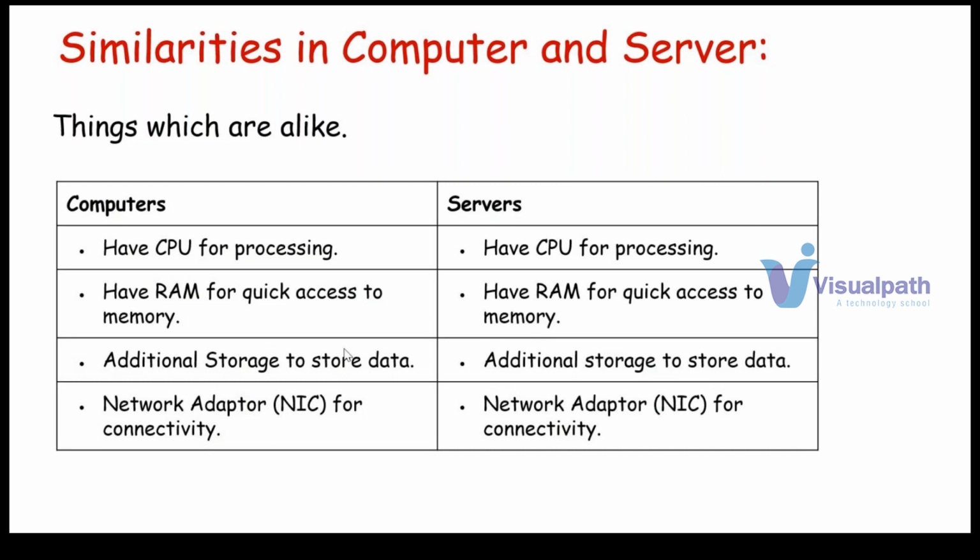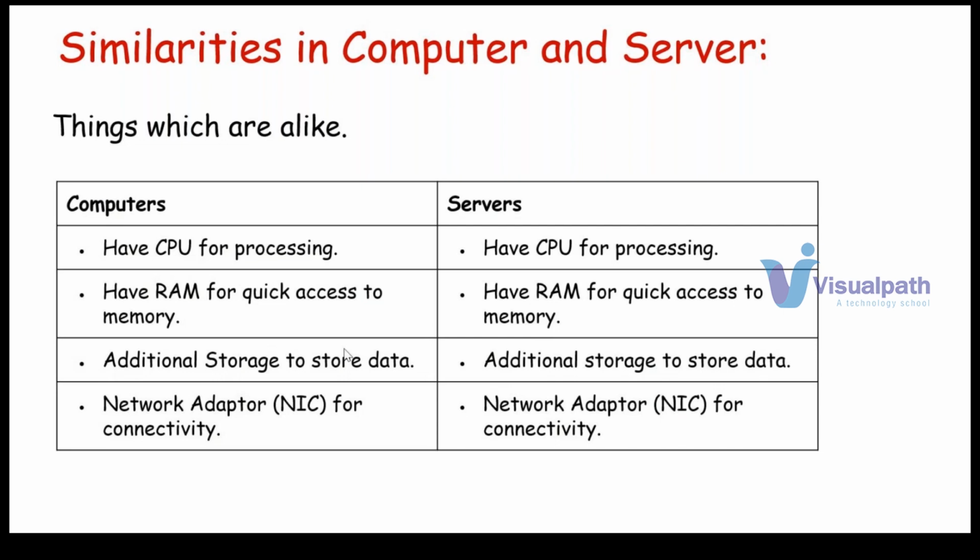So let's discuss what the similarities are between the computer and the server. A computer has a CPU for processing. If you see in the servers, they also have a CPU for processing. Same. Now coming to the RAM, both are the same. Computer and server both will have RAM in them. And coming to the storage, obviously storage is required for either the server or the computer, right? And network cards are also required for computer as well as server. These are the similarities of computers and servers.